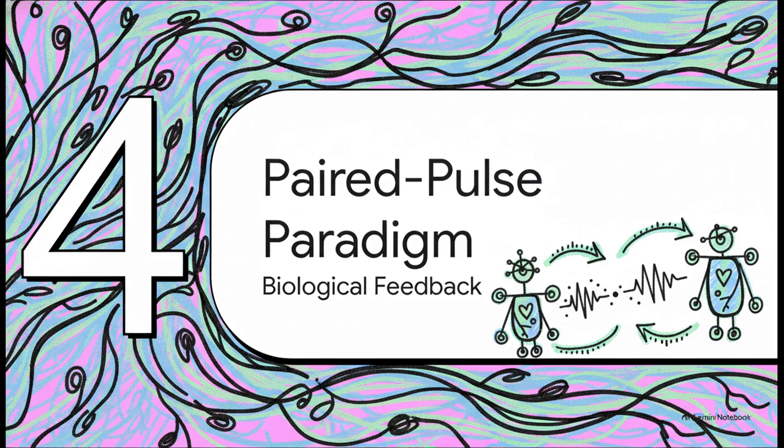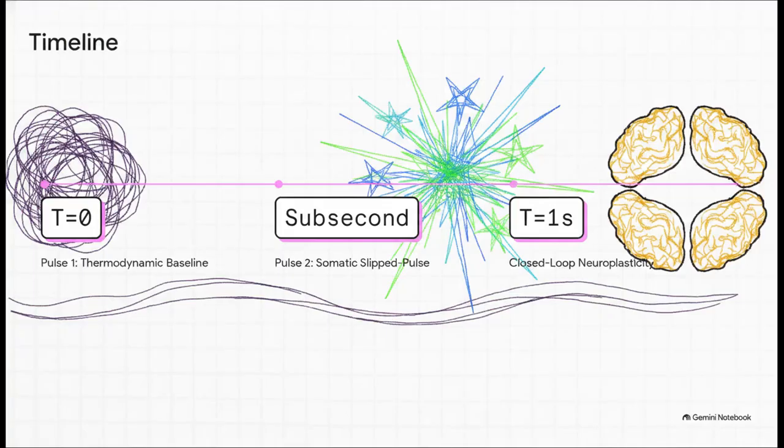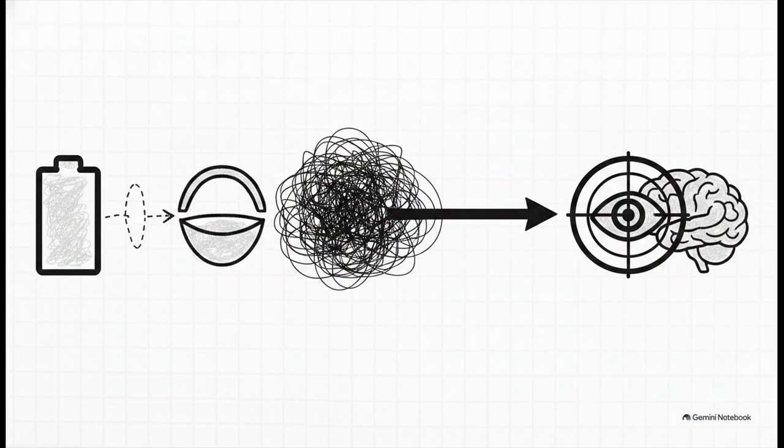Okay, let's hit Section 4, the paired pulse paradigm. The source models this somatic connection on a strict timeline. We're talking sub-second speeds. You start at T0 with a preconditioned deficit, snap into symmetrical slipped pulse facilitation, and hit a closed-loop climax of actual neuroplasticity right at the 1-second mark. Let's use the source's example here, Tom.